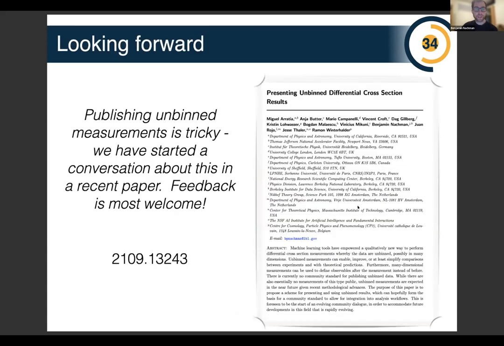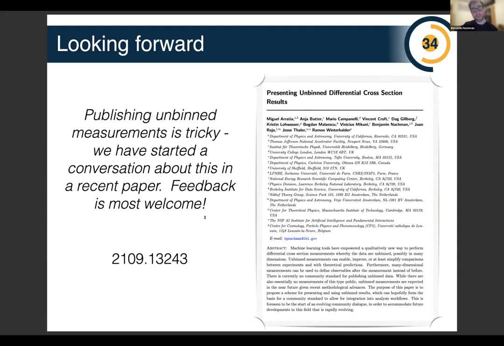Okay, so looking forward, we presented here this machine learning based unfolding, but at the end it's presented as 4 independent binned histograms. And so we'd, of course, eventually like to use this technology to present results unbinned. And publishing unbinned measurements is a bit tricky. We've started a conversation about this in this recent paper, as we expect, or we hope, that there'll be more results of this kind.